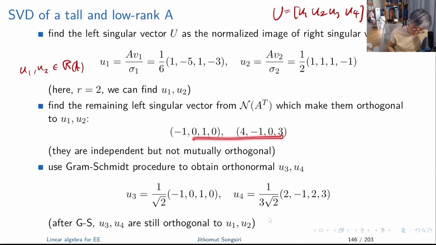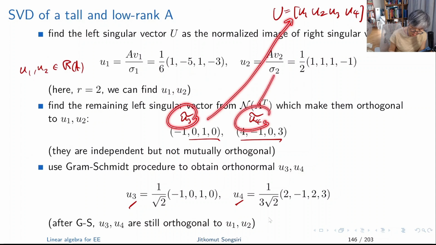However, they are not necessarily mutually orthogonal. If you just extract these two from any basis for the null space of A transpose, they don't have to be orthogonal. That's why I can apply the Gram-Schmidt procedure on these two. Let me call them U3 tilde and U4 tilde. I can apply Gram-Schmidt so that I get U3 and U4 that are now mutually orthogonal. Of course, U3 tilde and U4 tilde are already orthogonal to U1 and U2.